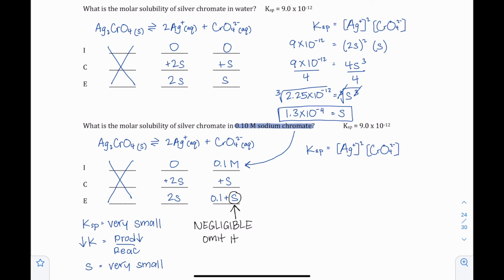In the example, we'll count the small amount of silver that dissolves because it's a noticeable difference compared to what you started out with, which was no silver at all. But we'll omit the amount of chromate that dissolves because it's negligible compared to the amount of chromate that's already there, which is the 0.1 molar concentration. Now plug in K and the equilibrium concentrations and solve for the molar solubility, or S.